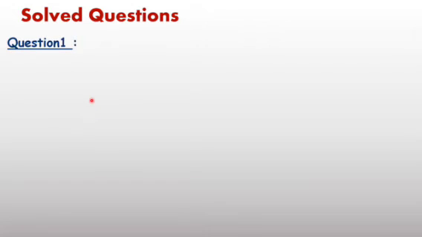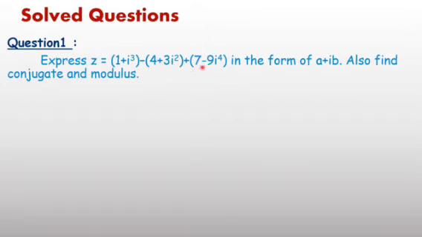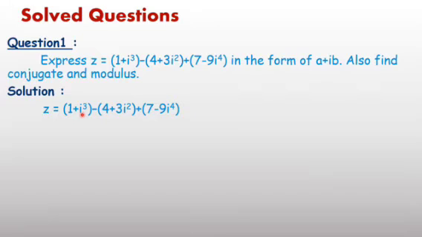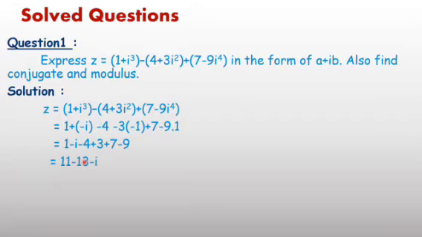Then some solved questions. First, if z equals (1 plus i) cube minus (4 plus 3i) square plus (7 minus 9i) power 4, you have to represent it in a plus ib form and also find the conjugate and modulus. First, simplify it. Put the value of i cube as minus i, i square as minus 1, and i power 4 as 1. Simplify, and after solving you will get minus 2 minus i.